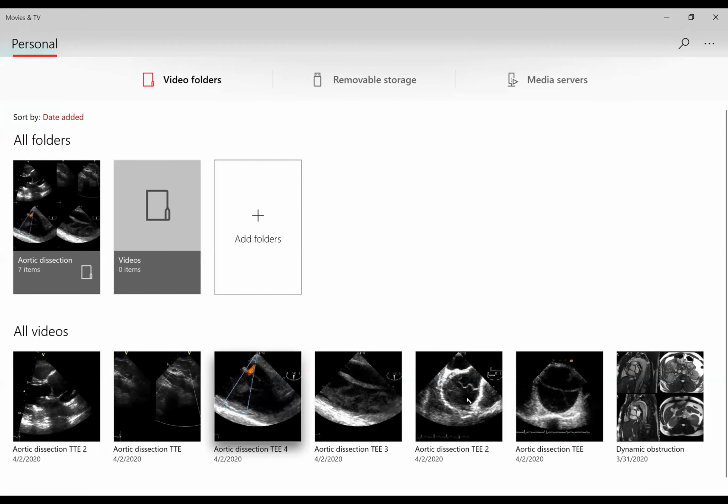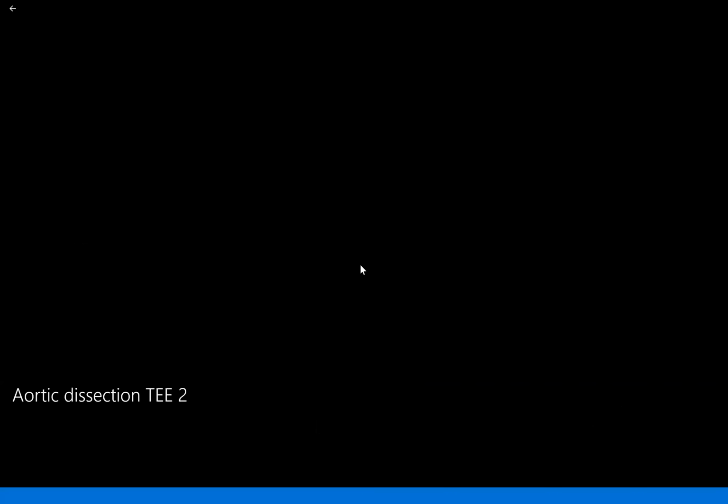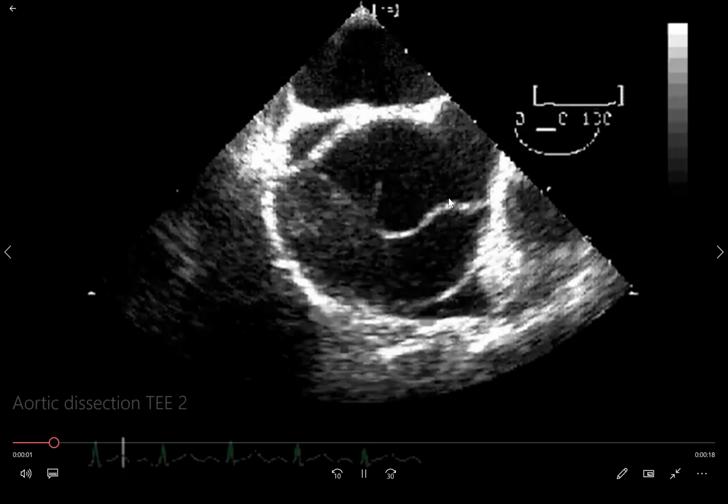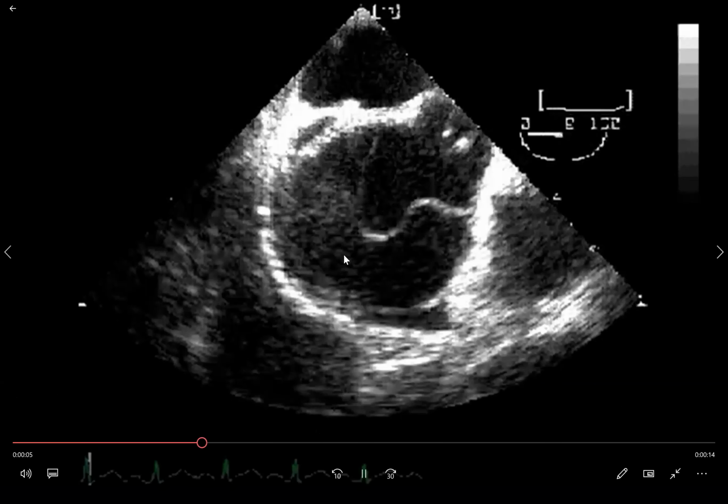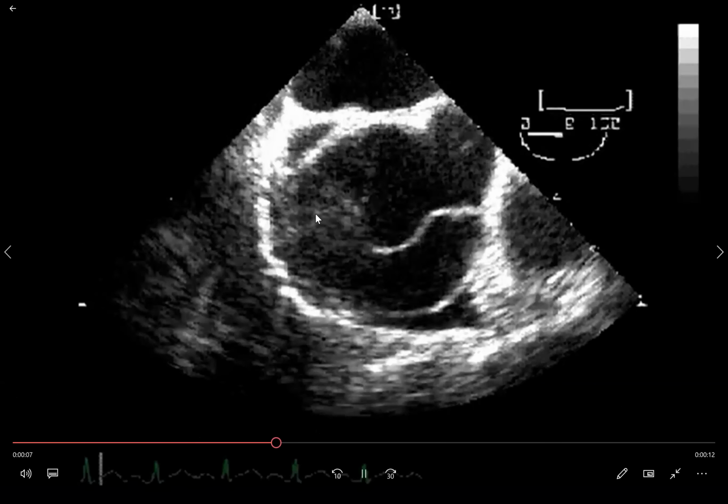This is an image of transesophageal echo. You can also see the hemodynamics of the intimal flap on the transesophageal echo, how it moves. This is the true lumen and this is the false lumen with a thrombus.